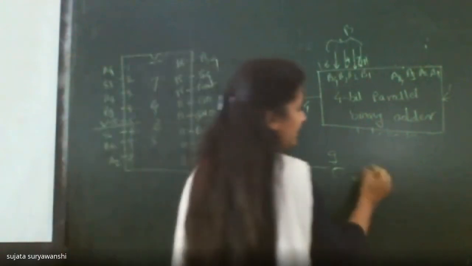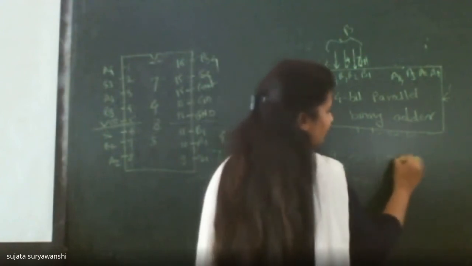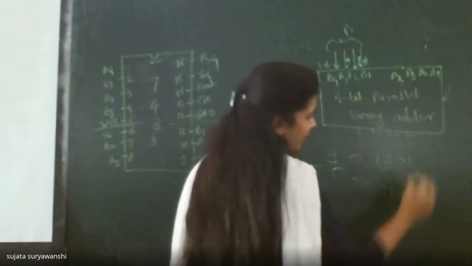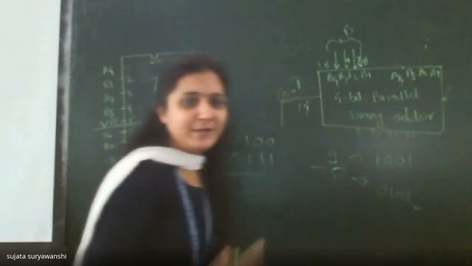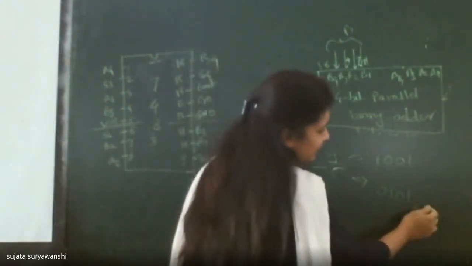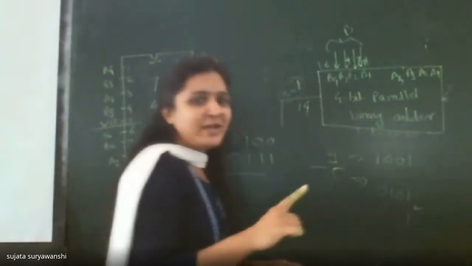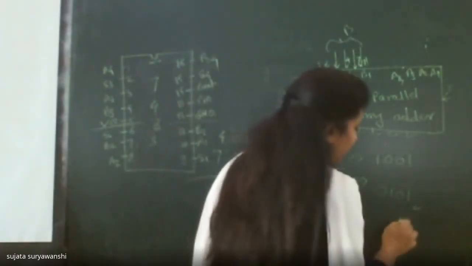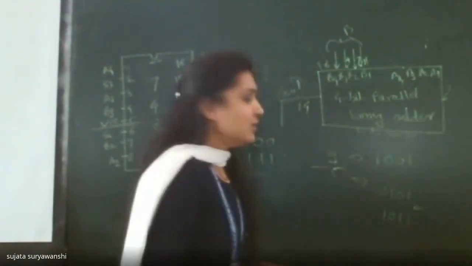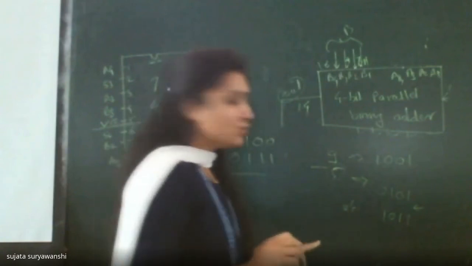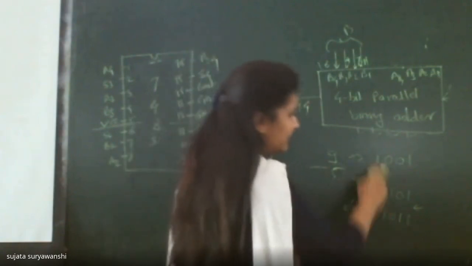So here 9 can be represented by 1 0 0 1, and 5 can be represented by 0 1 0 1. Then how will you get 2's complement of 5? Just by scanning the number from left side, write down first one as it is and invert all the remaining bits like this. Okay, so this is the 2's complement of 5. After getting 2's complement, you can simply add it into 9.